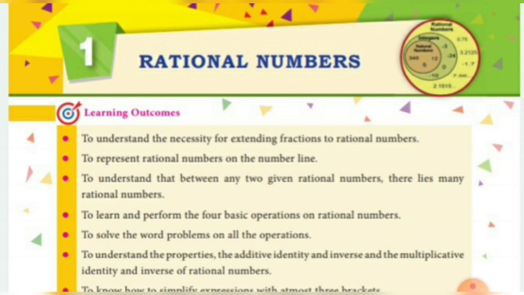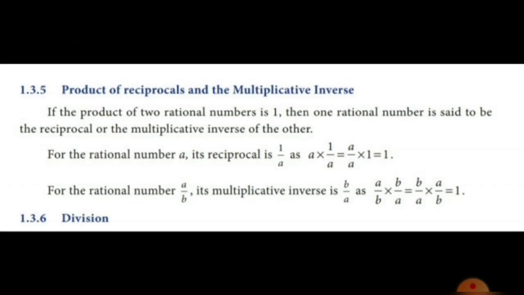In your previous classes, you have studied the properties of rational numbers. Now we are going to see the product of reciprocal and the multiplicative inverse. First, what do you mean by reciprocal? Reciprocal means for a given number a, it can be written as 1 by a. Suppose we take the number 7. What is the reciprocal of 7? 1 by 7. Next, take the number 10. What is the reciprocal of 10? 1 by 10.